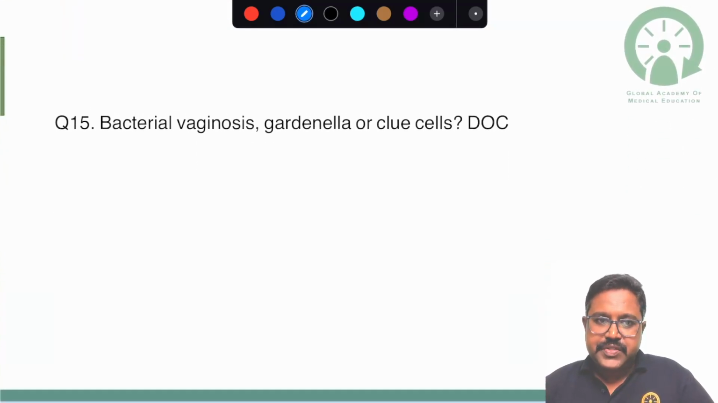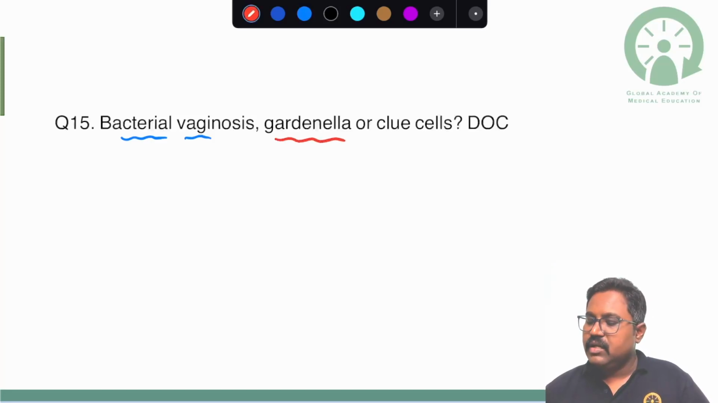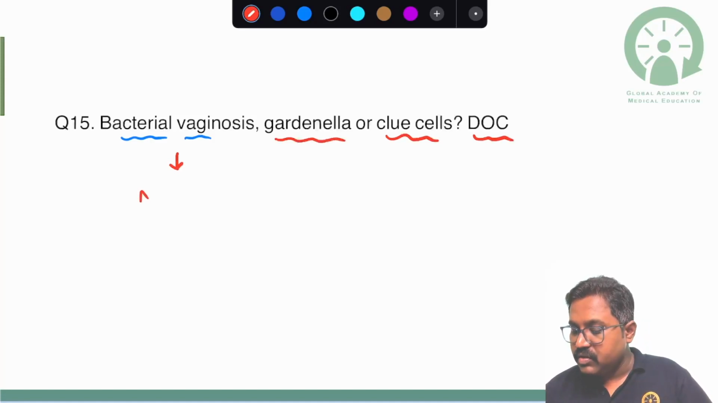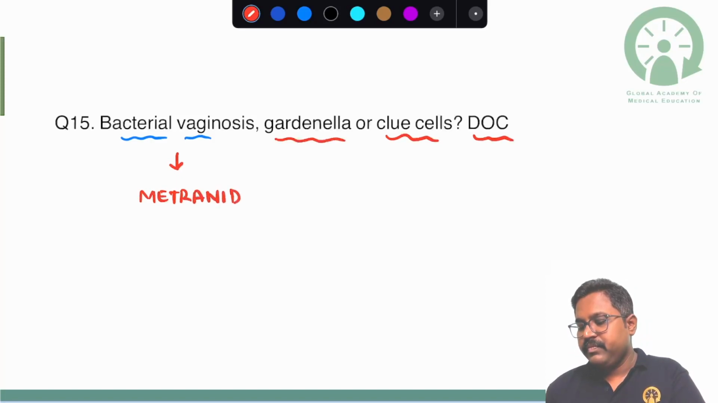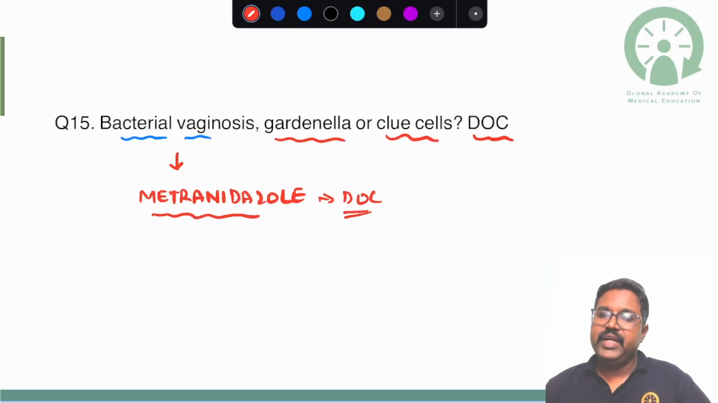There was a question regarding bacterial vaginosis, stating there was Gardnerella or clue cells. What will be the drug of choice? Please remember, if you have seen this question, the drug of choice will be an azole, that is metronidazole, secnidazole, ornidazole, etc. But metronidazole will be the drug of choice for anaerobic infections.